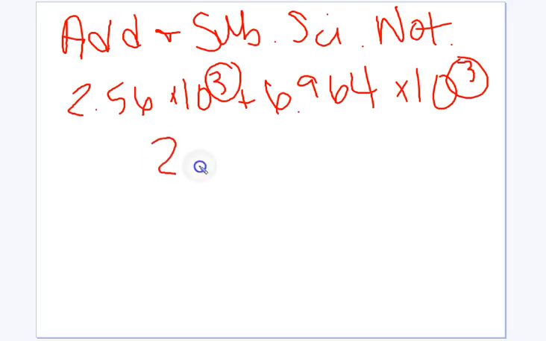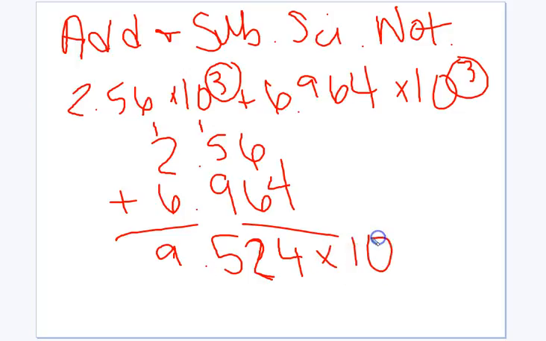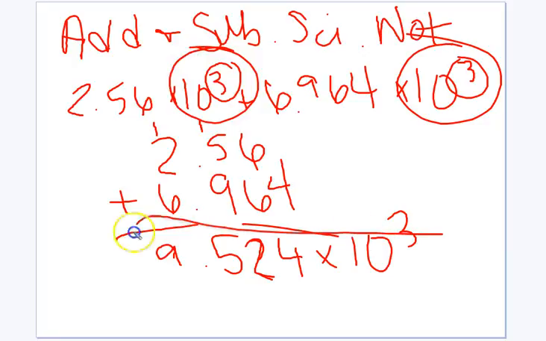So we can do 2.56 plus 6.964, and we add them together. There we go. Oh, my bad. That's supposed to be a 5, not a 6. There we go. Okay, so we add them together, and then we just tack on that 10 to the third that we were using in both before, and we're done. We've added those numbers in scientific notation.